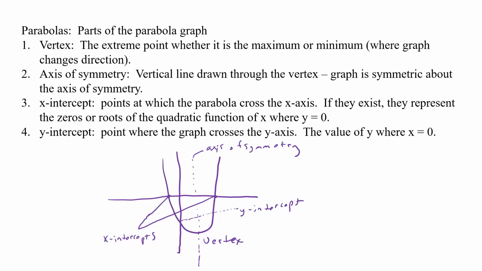Then if we have a y-intercept, that's going to be where the point crosses the y-axis. So in this case, we have one right here, and that's where the x is equal to 0. So we don't have any going left or right for x. It's just right there. And so those are the key pieces of a parabolic graph, and they're things that we're going to use and solve for as we move through here.